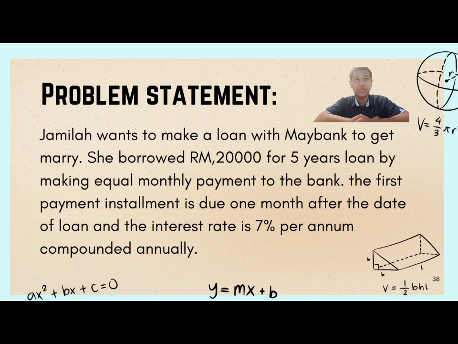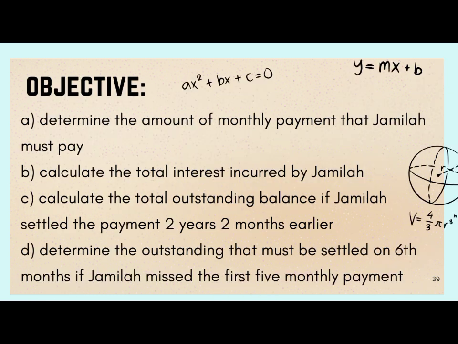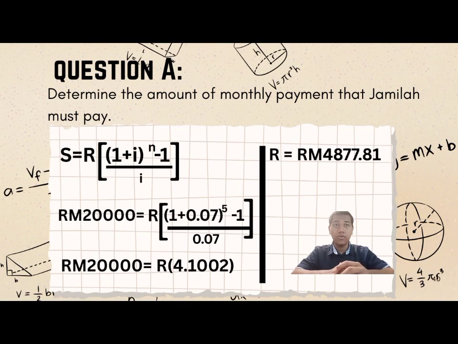This is a problem statement for annuity. Jamila wants to make a loan with Maybank to get married. She borrowed 20,000 ringgit for a 5 year loan by making equal monthly payments to the bank. The first payment installment is due 1 month after the date of loan and the interest rate is 7% per annum compounded annually. So for question A, we are asked to determine the amount of monthly payment that Jamilah must pay.